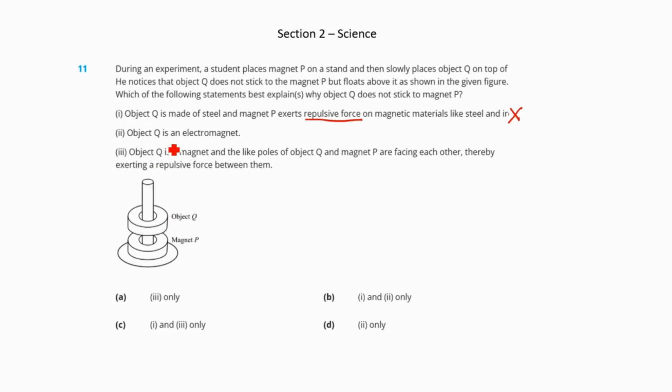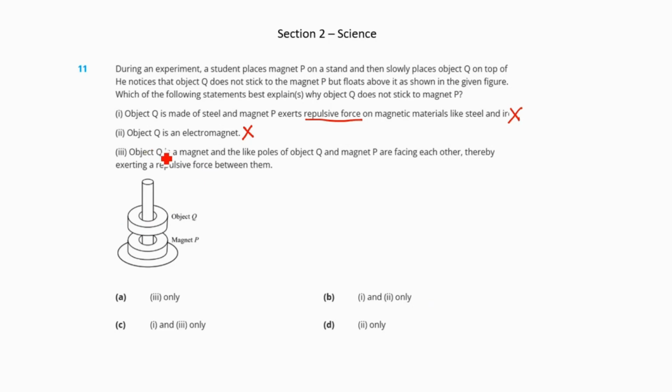The second statement says object Q is an electromagnet. So if object Q is an electromagnet and magnet P is there, they should attract each other, if it is unlike poles, right? If it is unlike poles, then this Q and P should attract each other, right? So this is also wrong.